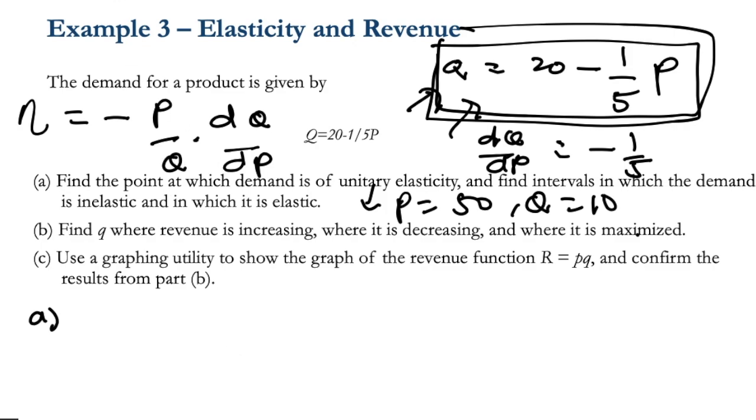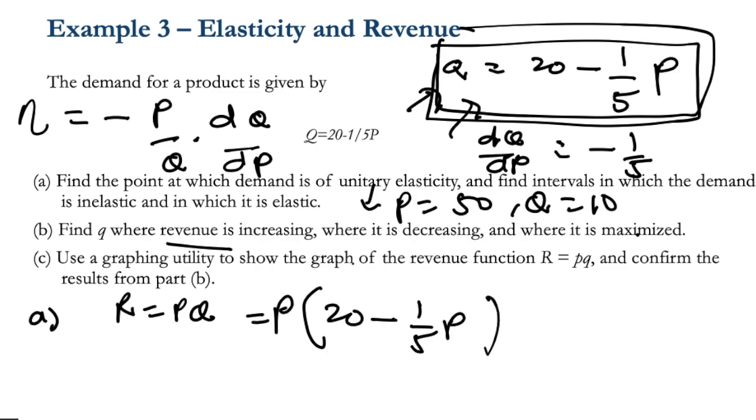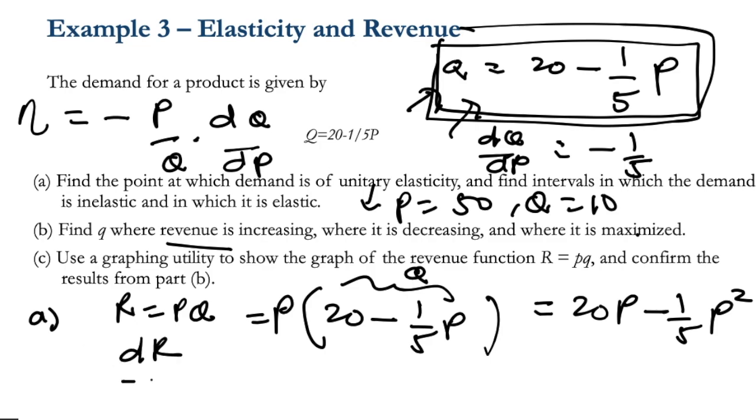Okay, first we need to find the revenue function. We know that revenue is P times Q. So we have Q, which is 20 minus 1/5 P, multiplied by P. Then we're going to get 20P minus 1/5 P squared, isn't it? Then we need to find dR over dP. Differentiate revenue with respect to P. What do we get? 20 minus 2/5 P, isn't it?